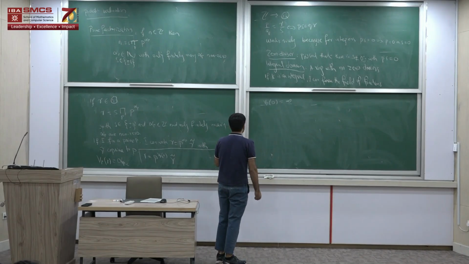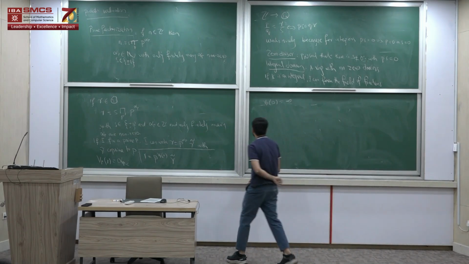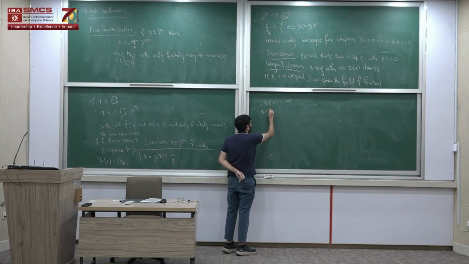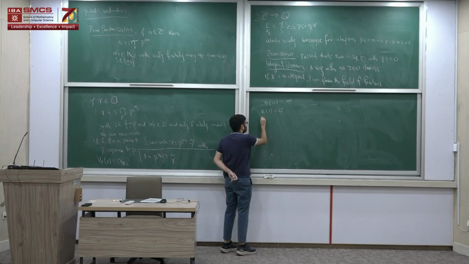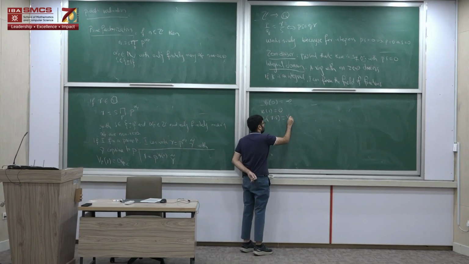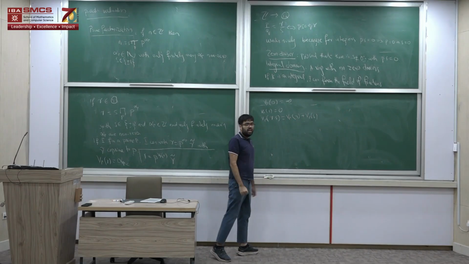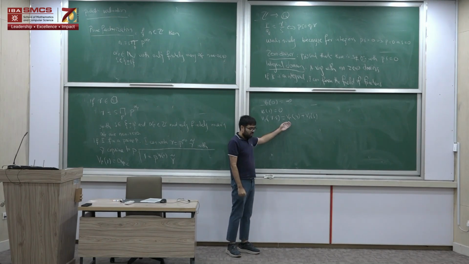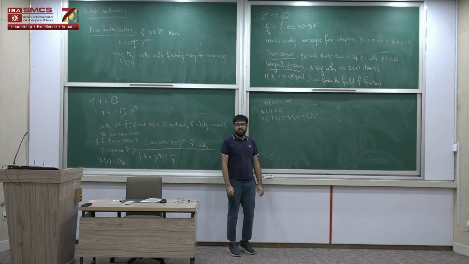Okay, so we have this valuation, and we want to know some properties. The first one, which is pretty easy, is that V_p of 1 is 0. 1 has no factors of p. V_p of r times s is the valuation of r plus the valuation of s, and this is the thing that will give us, when we define the p-adic absolute value, multiplicativity.